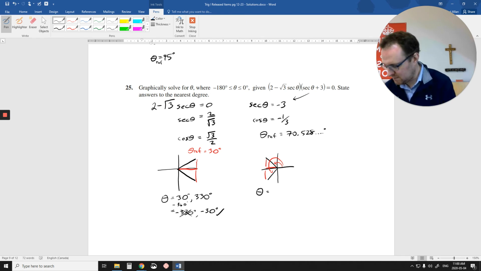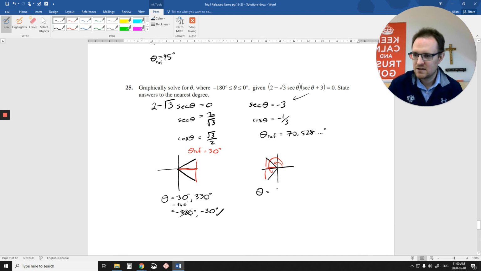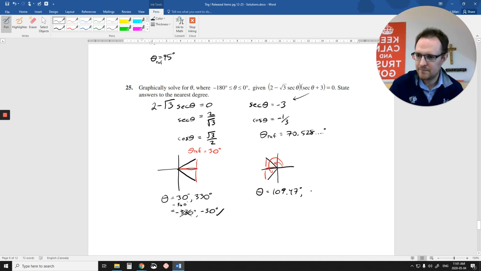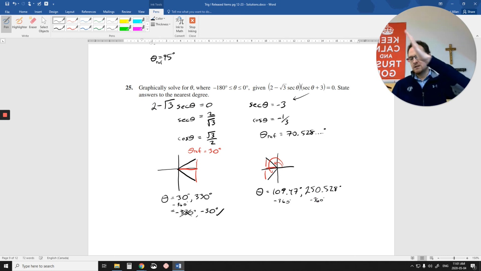So 180 minus this answer, I have 109.47-ish degrees, and 180 plus this angle, 250.5. Okay, so I'm going to minus 360 from both of these and see if they land within the domain. Now I can see that the first one's not going to work because it's in the top half. If I minus 360, it still lands in the top half. So this one's not going to work. I'm just still going to do it. Why not?